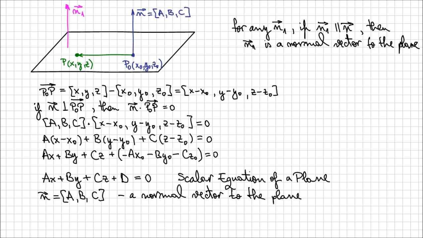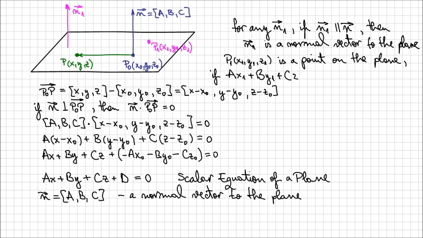Also, any point, like for example this P1, I'm taking here with coordinates x1, y1, and z1, is going to be a point on the plane if these coordinates x1, y1, and z1 satisfy the scalar equation of the plane. So if this expression ax1 + by1 + cz1 + d = 0 holds, then the point is on the plane. Just to review in short, we have three types of equations that we can use to express a plane: the vector equation, the parametric equations, and the scalar equation.